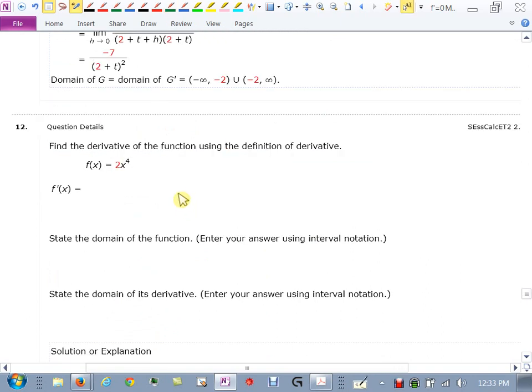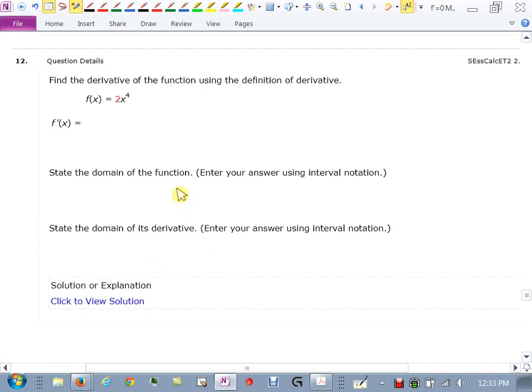Okay, derivative of this one. If you take the derivative of this one, this will give you 8x cubed. And since this is a polynomial, the domain is everything. And then, of course, the derivative is also a polynomial, so the domain is everything.